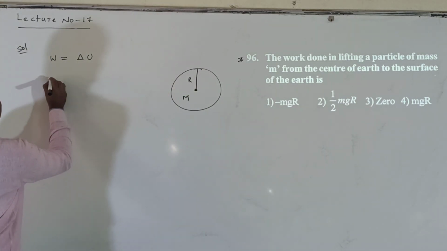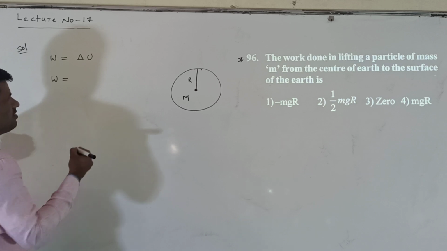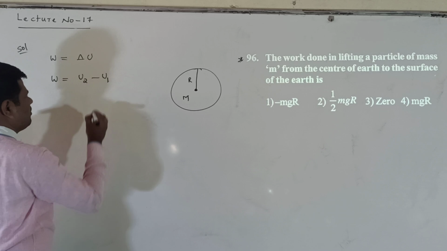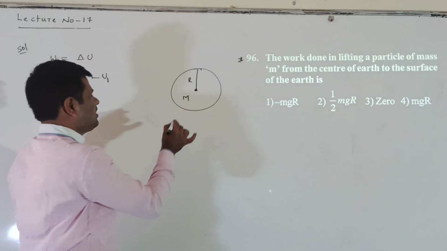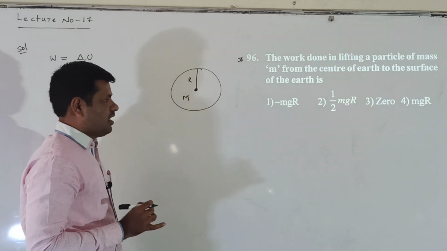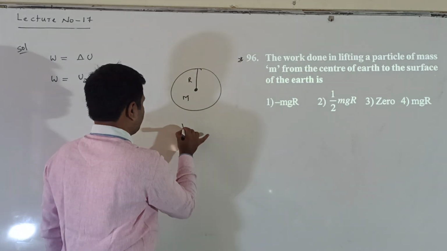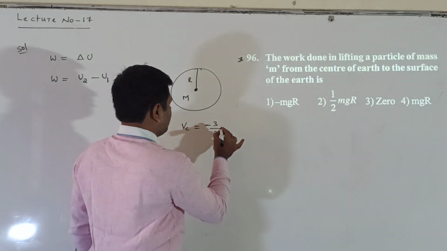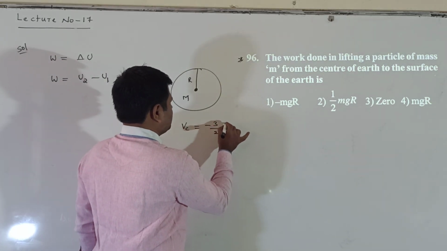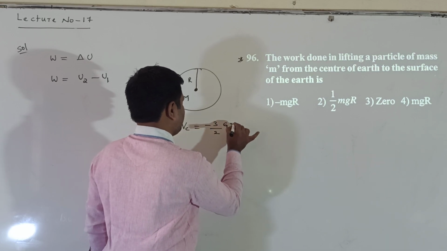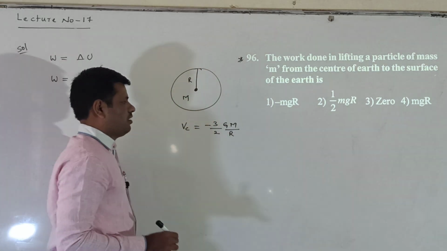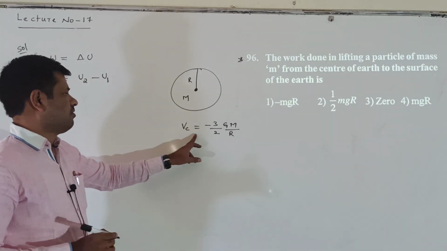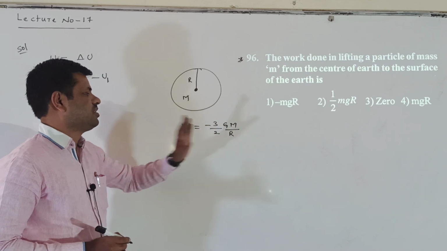So first of all, W can be written as change in the potential energy, final minus initial, U2 minus U1. But at the center, what is the potential energy? Here at the center of the sphere, the potential value you can remember is minus 3 by 2 GM by R. This is the value of potential at the center of the earth. That is Vc is equal to minus 3 by 2 GM by R.